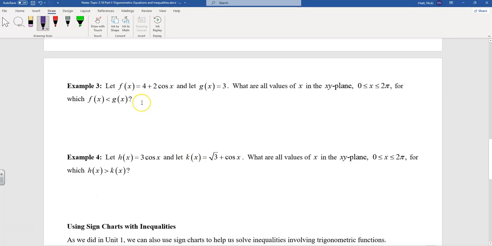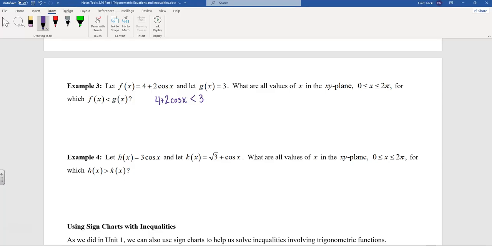All right, so we've got f of x and g of x. What are all values in the xy plane from 0 to 2 pi? They're restricting our domain, thank goodness, so we don't have to do all solutions. We don't have to do plus 2 pi k, for which f is less than g. So we're just taking f and g and plugging that in. F is less than g, so we're doing 4 plus 2 cosine x is less than 3. So a lot of this is just like solving the equations that we were doing earlier.